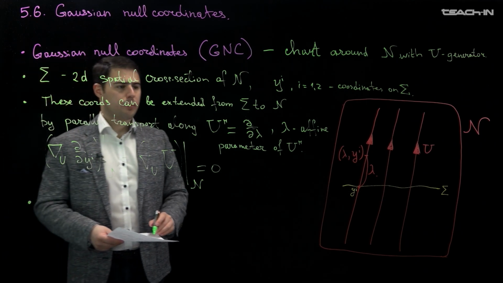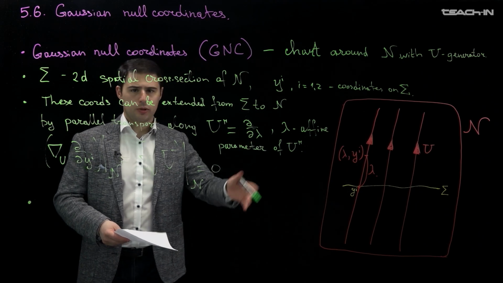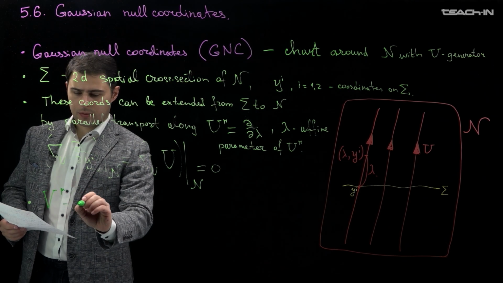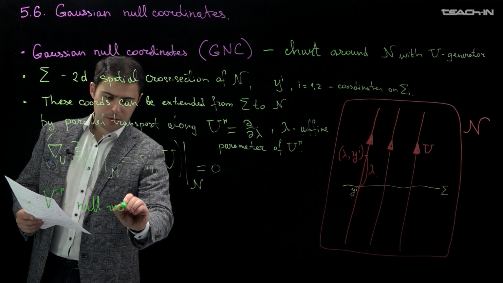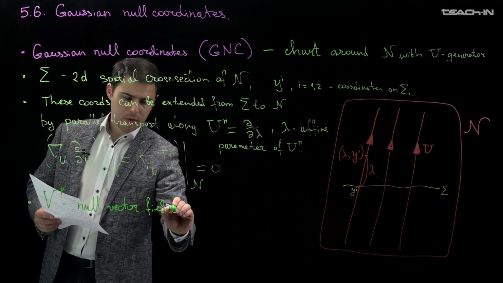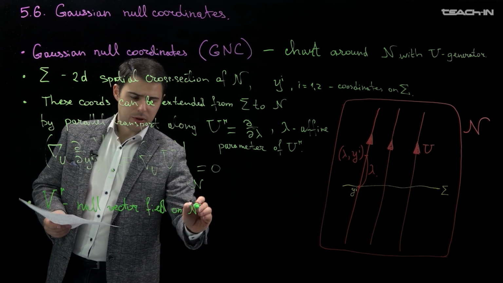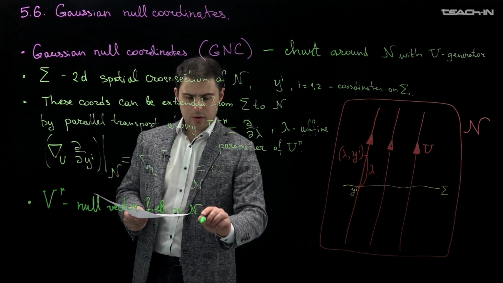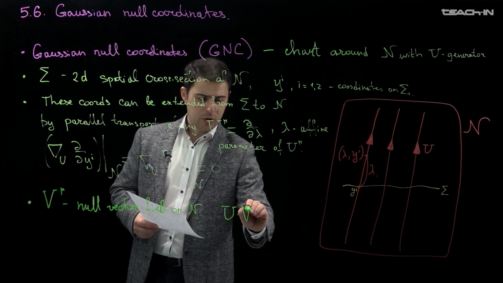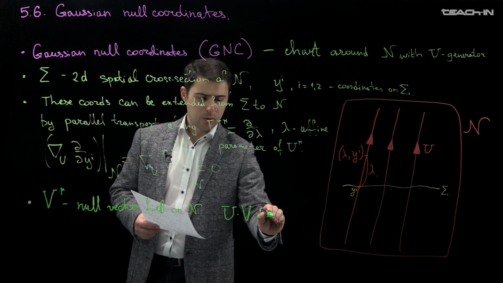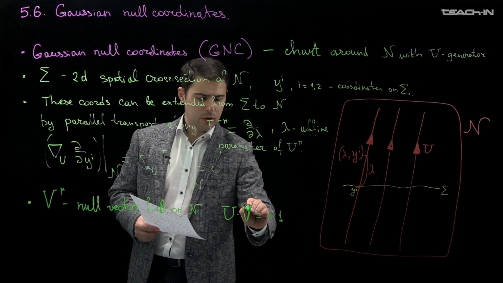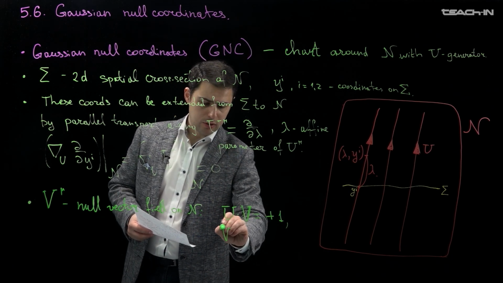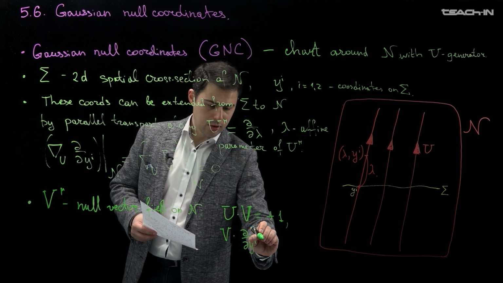Now we only need to extend our chart from the null hypersurface to the whole spacetime. Okay, so let us introduce the second null direction. And v mu is a second null vector field on n. We can normalize it and put them to be in the opposite light cones, U times v equals +1. And since v is null, it naturally has v times d y i equals 0.